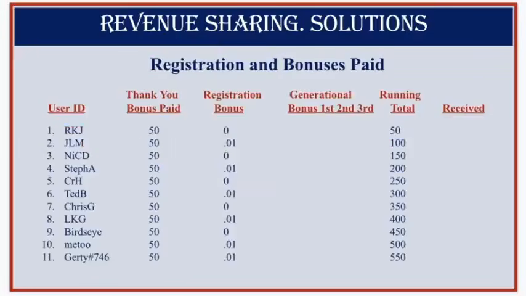Okay, here's the registration and bonuses paid. You'll have the ID, user ID, and then that signed up. And then you have the bonuses that were paid and the registration. If there's two people, then it's going to add another one, but it will give you what has happened on that particular entry. And then the generational bonuses, you have the first and second and third generations, and that will all be labeled properly as well. And then you have the running total.